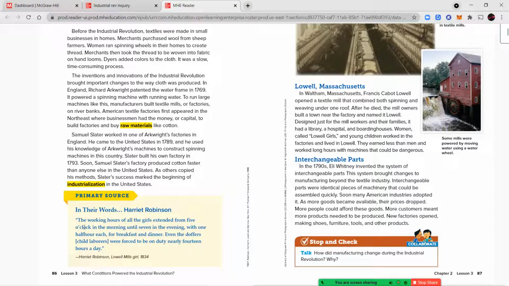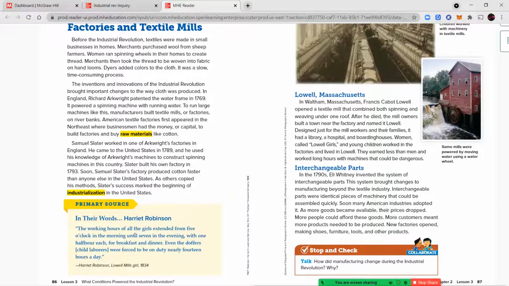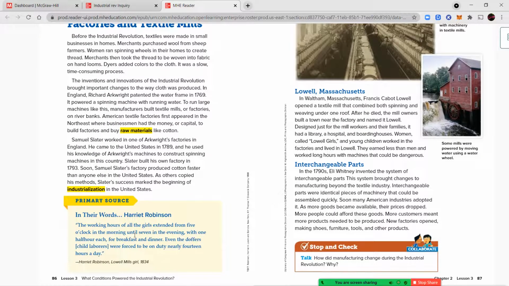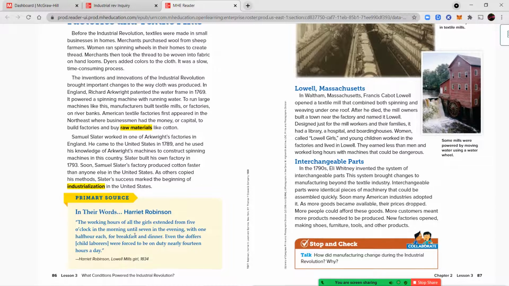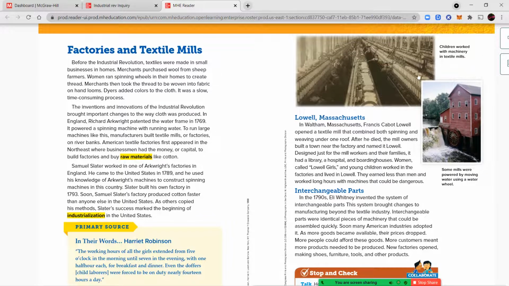In her words, Harriet Robinson: the working hours of all the girls extended from 5 o'clock in the morning until 7 in the evening, with half an hour each for breakfast and dinner. Even the Doffers, who were child laborers, were forced to be on duty nearly 14 hours a day. So those were some of the hours that girls and women were working in these factories.